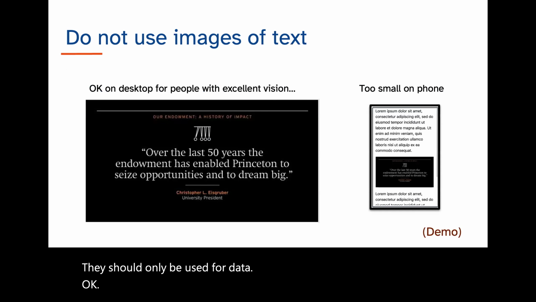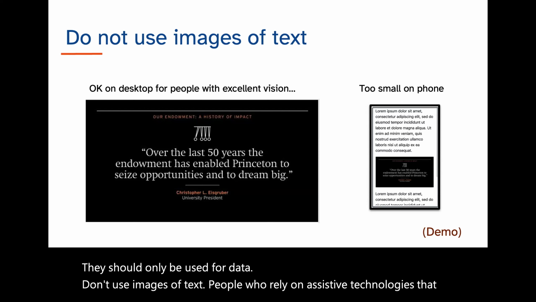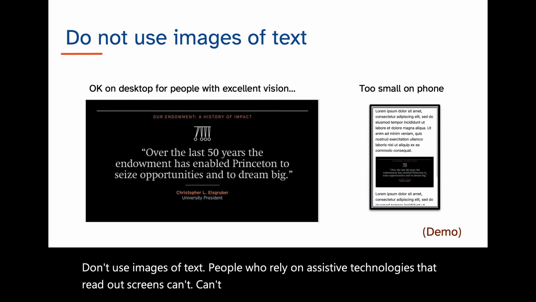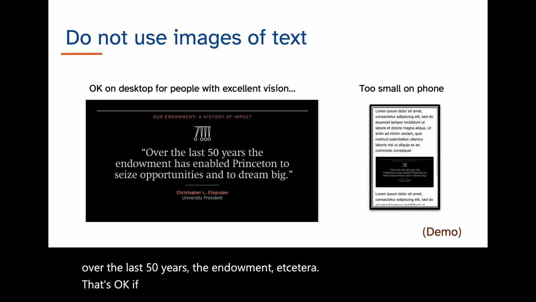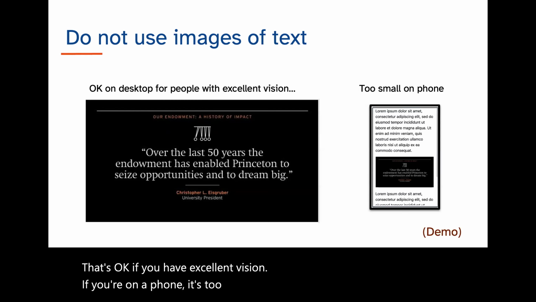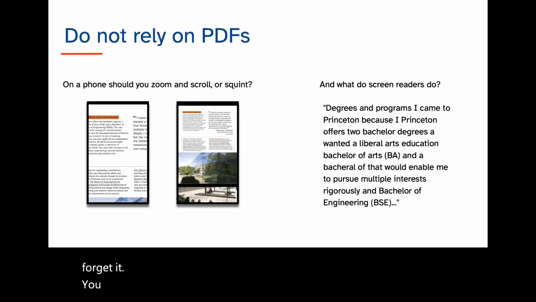Don't use images of text. People who rely on assistive technologies that read out screens can't read this text, even though it's beautiful, over the last 50 years, the endowment, etc. That's okay if you have excellent vision. If you're on a phone, it's too small, and if you're using a screen reader, forget it. You can't access it at all.